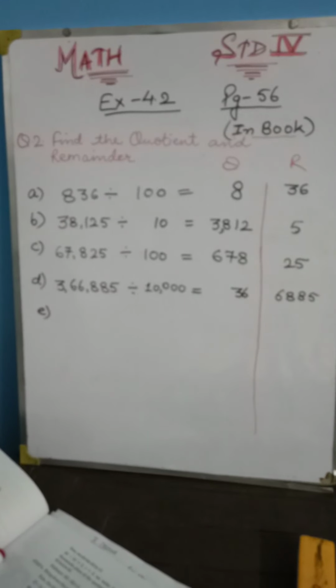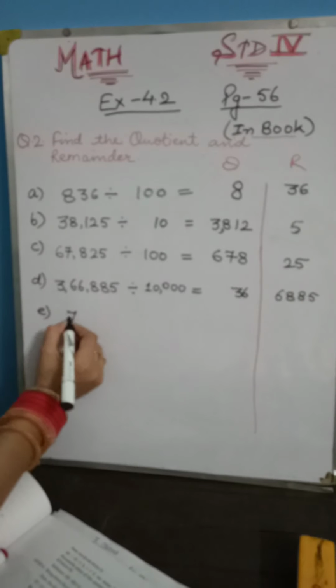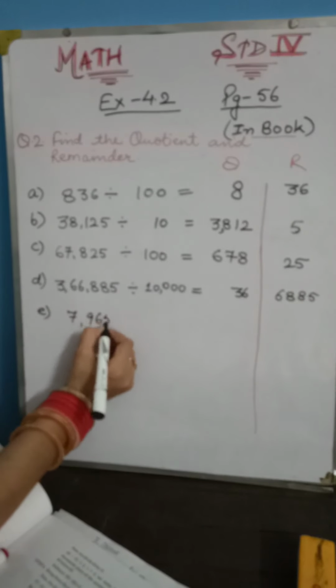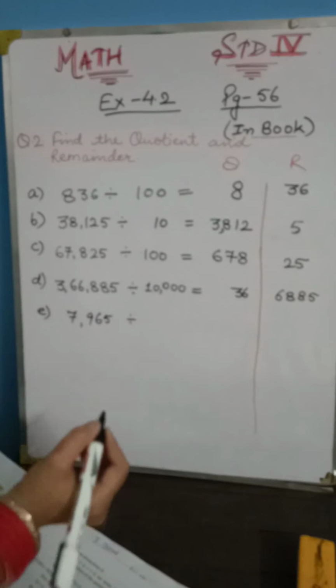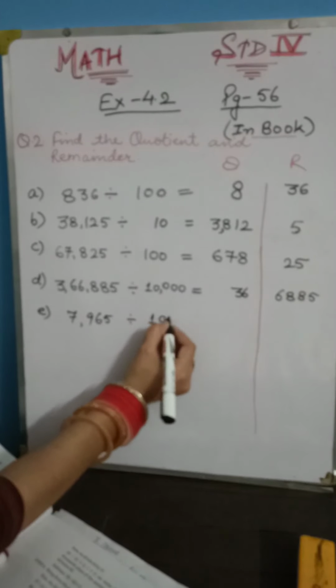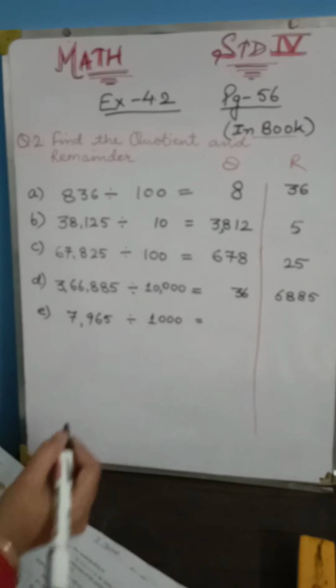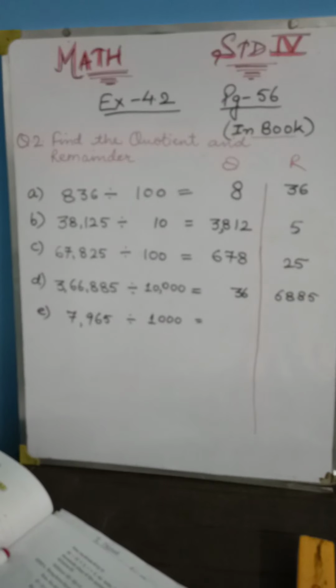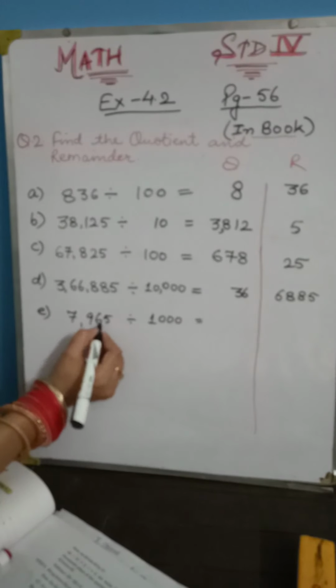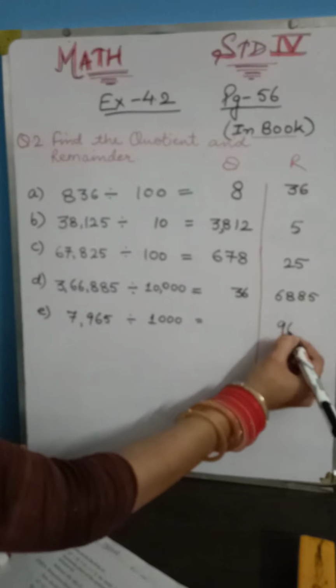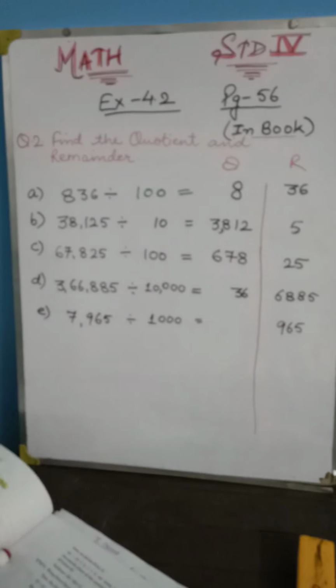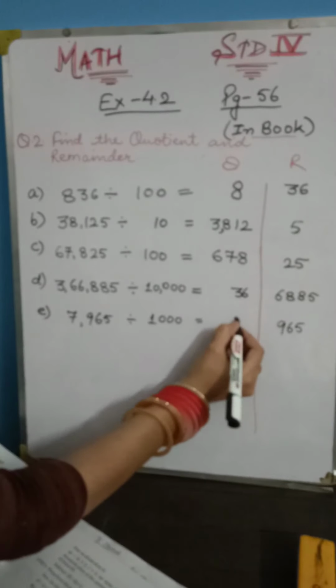Next part, K part, 7,965 divided by 1,000. 1,000 means 3 zeros. 3 zeros means 3 digits. Yes, 1, 2, 3. 965 is the remainder. What is left? 7.